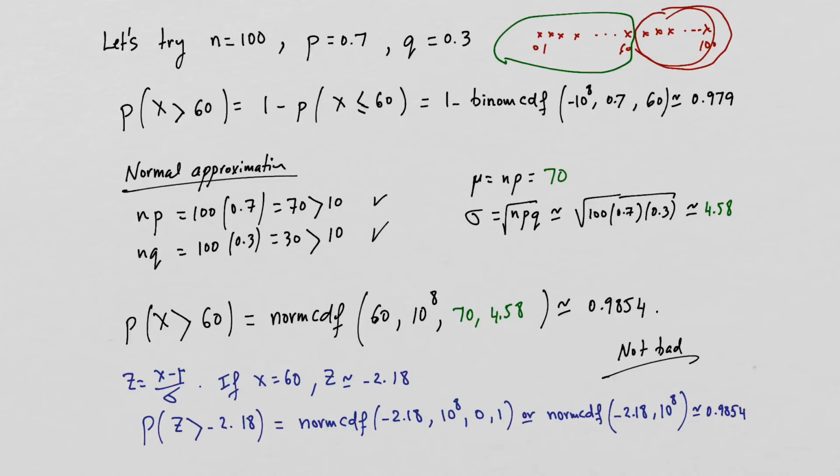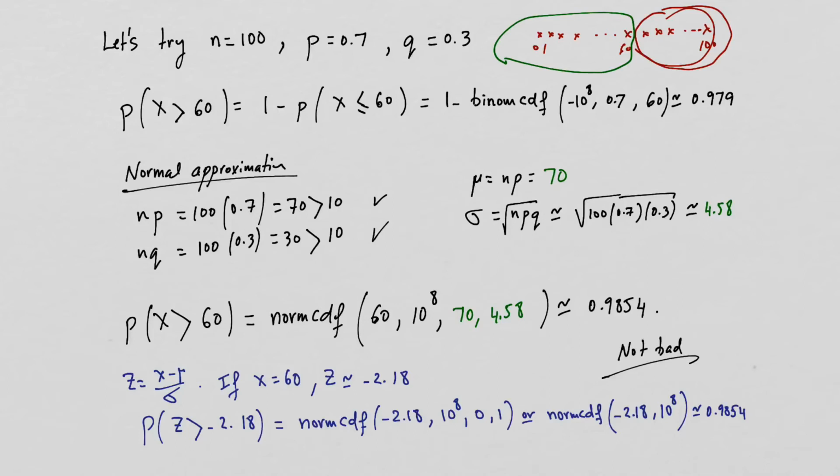Right? So the probability that X is more than 60, which is this stuff in red, is 1 minus the probability that X is less or equal to 60, stuff in green. And now I'm happy. I like this, right? So it's 1 minus, and so what's this? Remember, the parameters are N, P, X.